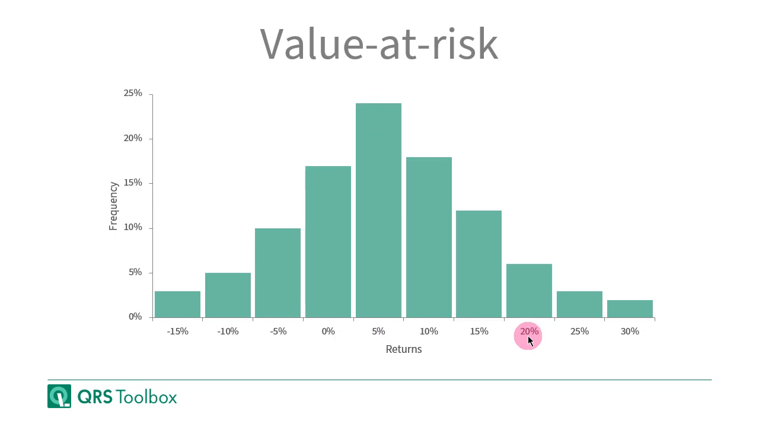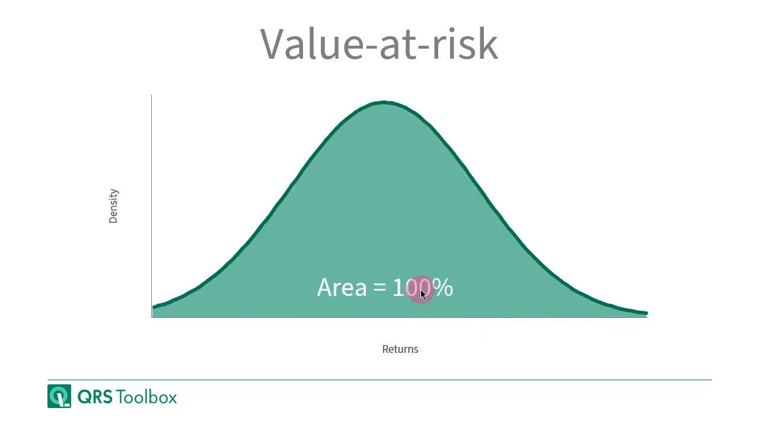And this bar shows 20% returns happen about 5% of the time. And all these bars add up to 100%. We could also fit a distribution to the data, and the area under the distribution would be 100%. Now imagine we split the area into two, 95% on the right and 5% on the left.